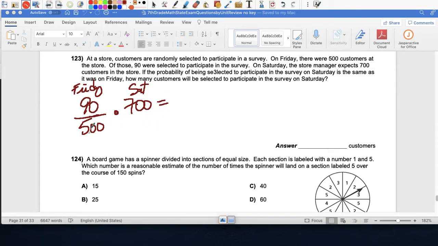Well, in this case, you would multiply. So let's simplify before that. Take those zeros away. So 90 divided by 5 is 18, times 7. On Saturday, you can expect about 126 people to be selected, to keep that same chance.